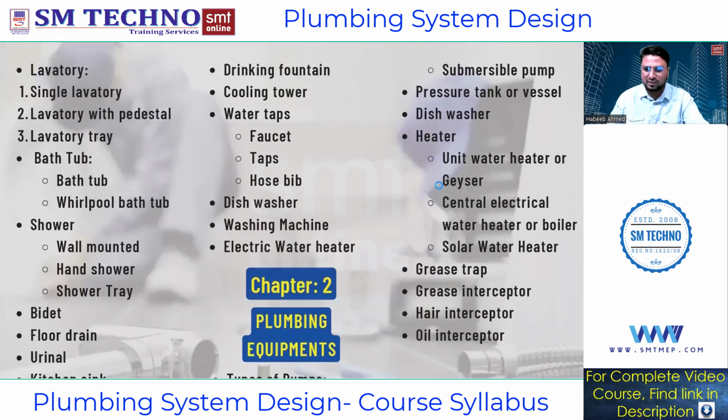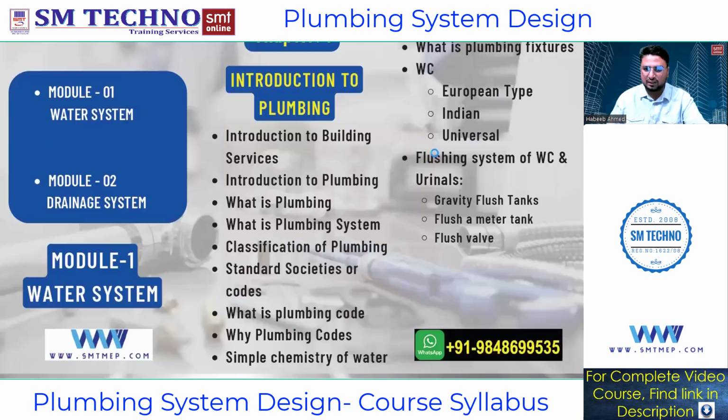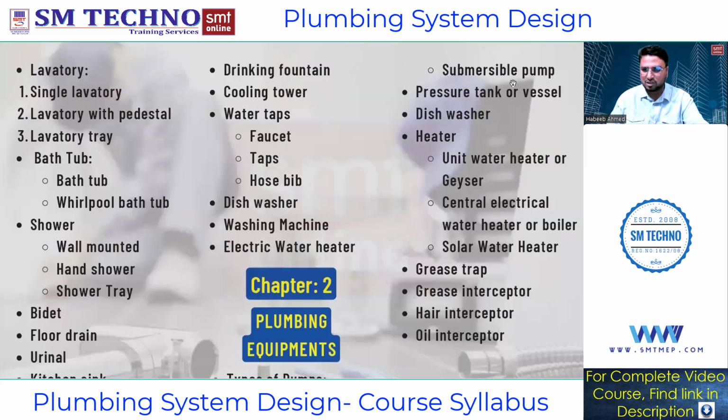After that we have a submersible pump, which is totally submerged in the water, where generally in our bore wells we have submersible pumps that are submerged in the water. After that we'll be learning about the pressure tank or the pressure vessel. Next is a dishwasher. So in heater, you have categories, as I said: one is unit water heater, central electrical water heater, also called a boiler, and next is a solar water heater.